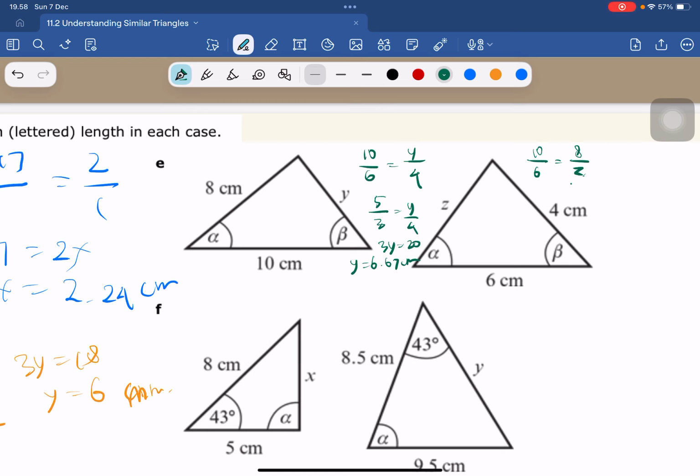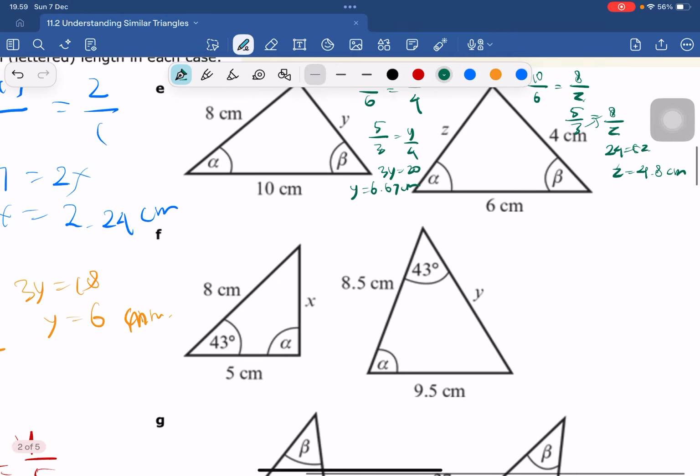Okay, also the same thing. So it's going to be 5 over 3 equal to 8 over z. So 3 times 8 is going to be 24, so 5z equals 24. So z equal to, we divide by 5, it's going to be 4.8 centimeters.